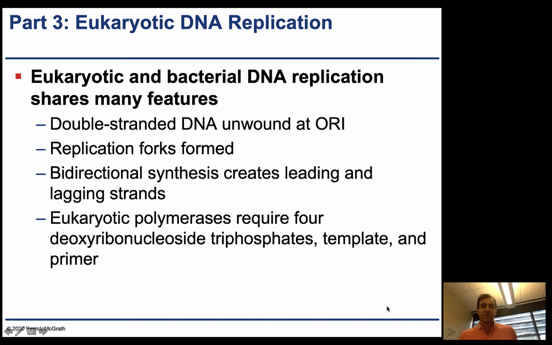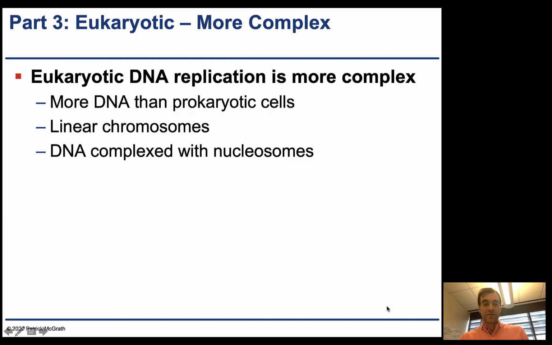Okay, so far what we've covered is the process of DNA replication in bacterial cells, and now we're going to get into a little bit about how it works in eukaryotic cells. So they share many features. The double-stranded DNA is unwound at a single point called the origin. A replication fork forms. Bidirectional synthesis creates leading and lagging strands. And then eukaryotic polymerases require 4 dNTPs, templates, and primers. So a lot of the fundamentals is the same. But there are differences. There are very important differences.